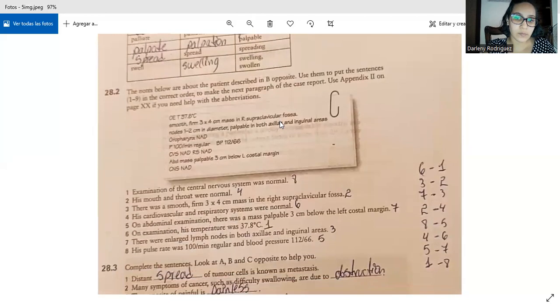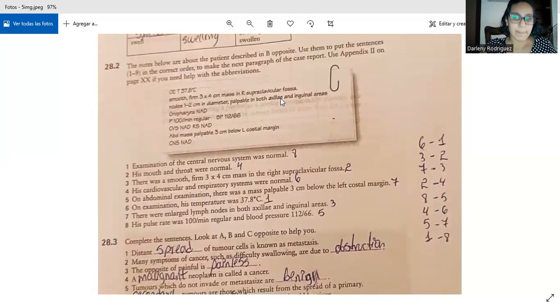Point 2. The notes below are about the patient described opposite. Use them to put sentences 1 to 9 in the correct order to make the next paragraph of the case report. Okay, number 6 is the first.